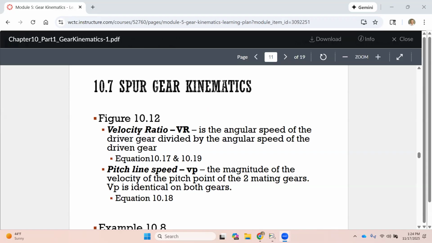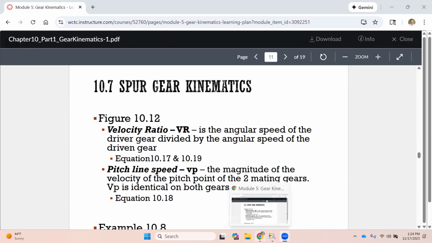So, one of the terms that we use to refer to this relative motion between the two gears that are in mesh with one another is called velocity ratio. And the variable that we use for that is capital V, capital R, velocity ratio. And velocity ratio is going to be the ratio of the angular speeds between the gear and the pinion.